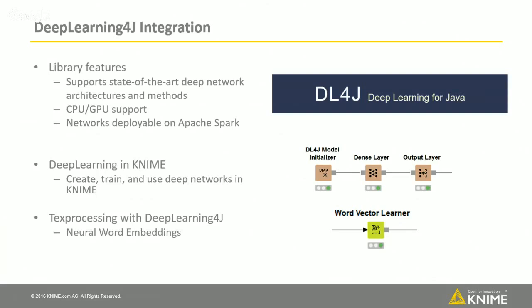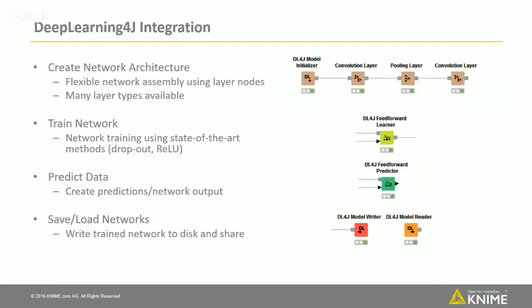So the integration consists of two main parts. The first part is the deep learning in KNIME, which refers to all nodes used to create, train, and use deep networks. And the second part is about text processing with deep learning for J, which allows to create neural word embeddings. And now I'd like to talk about those two parts a bit more in detail, and we will start with the deep learning.